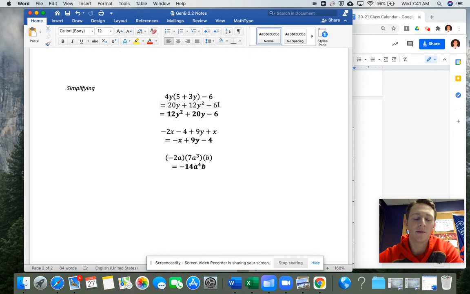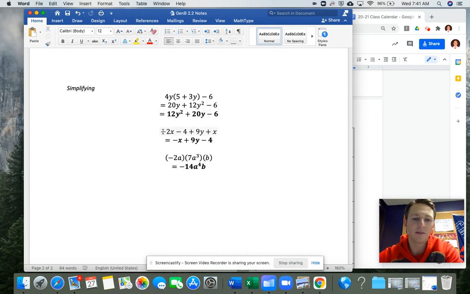And then let's write it with the highest power to the lowest power. So this would be the standard form. 12y squared, because it has the highest exponent, plus 20y minus 6. And we can't combine anything else because this is just a number. This has y, and this has y squared.